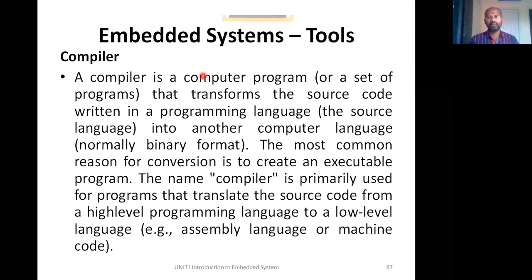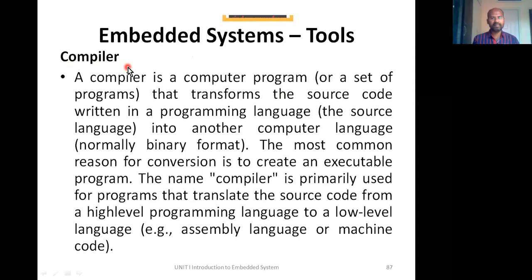So these are the languages which are used in developing the embedded system. Next topic is embedded systems tools. Now let's see what are the tools which are used in the embedded system. Tools means you need certain tools without which you cannot develop the embedded system design. You cannot develop an embedded system. Now in that we have the following tools.